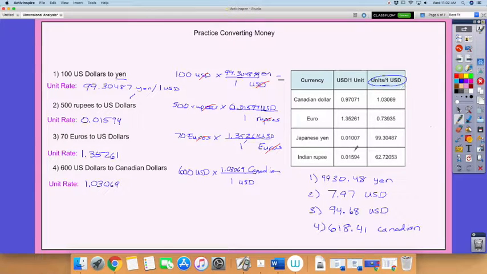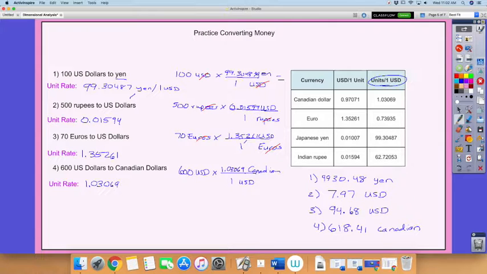So don't let this table confuse you. The process is still the same. Start by writing what we know so you can figure out, am I using the column with the 1 USD in the denominator, or am I going to use the column with the USD in the numerator? And then you multiply just like we did before.